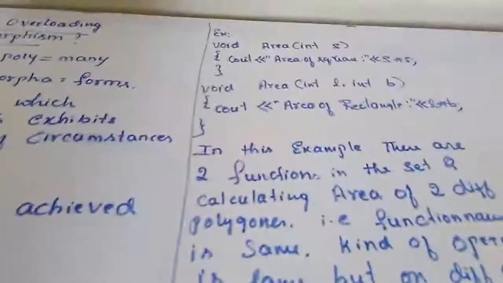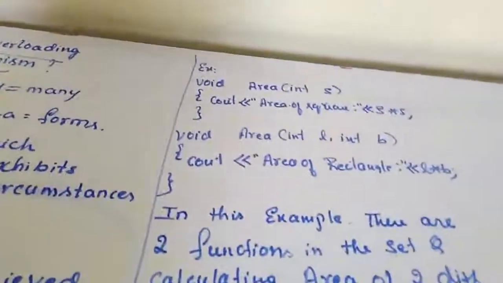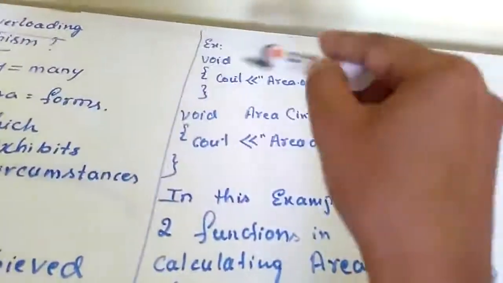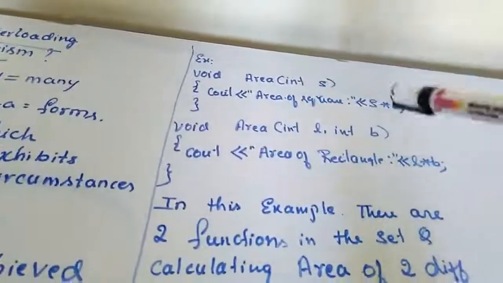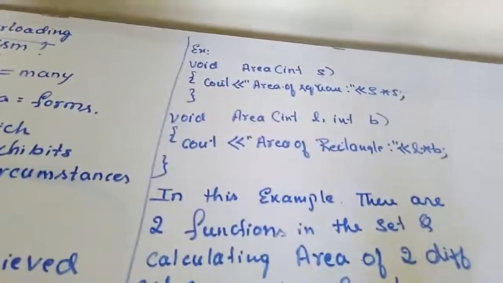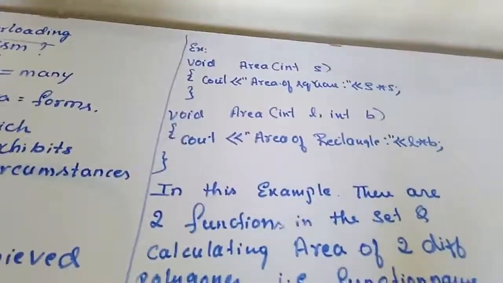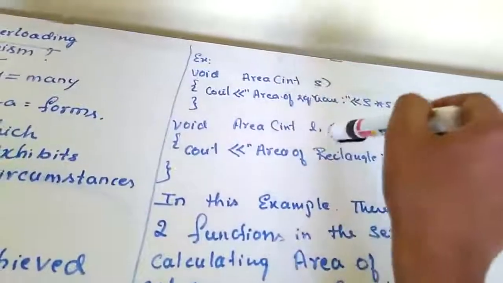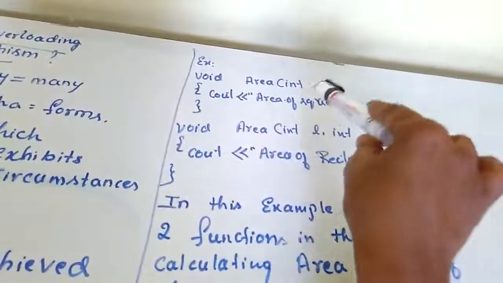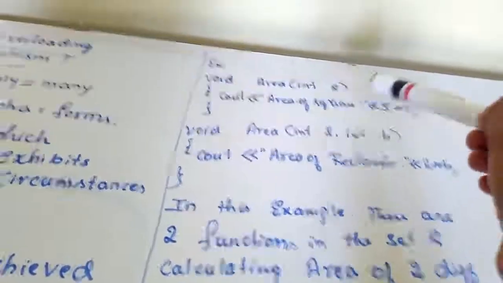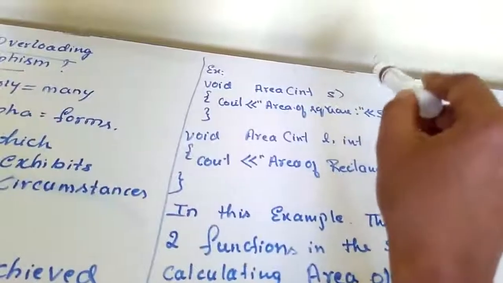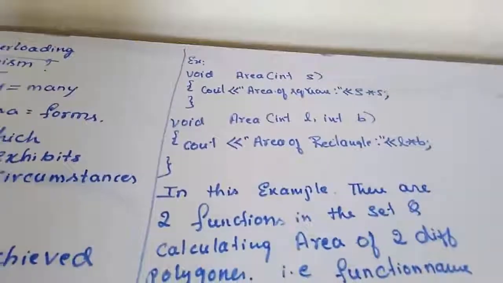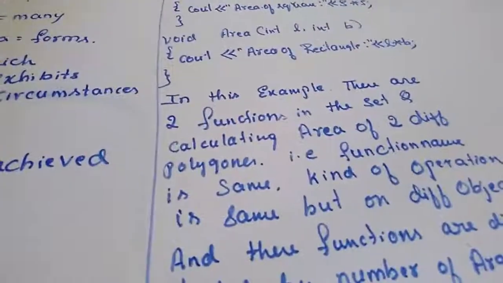Understood? In this example, I have taken only two functions to make you understand easily. I have taken the same example: void area, with return type specifier void, to calculate the area of a square, and then another with two arguments, the area of a rectangle. The name of the function is area and it calculates area only, on different polygons, depending on the type of argument. So the compiler easily identifies which function to execute for which function call. Are you understanding? In this way we can achieve polymorphism.